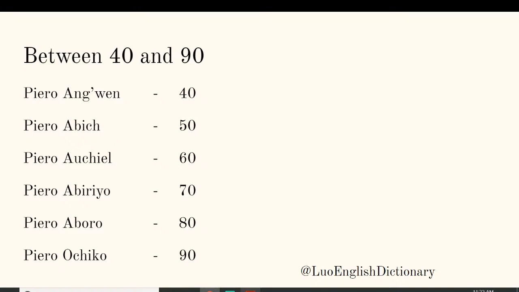So it would be piero abich gi achiel. And that's how you start learning how to count through 1 through to 100 without cramming. Once you have noted the numbers 1 through to 100, then you just start playing with the words.